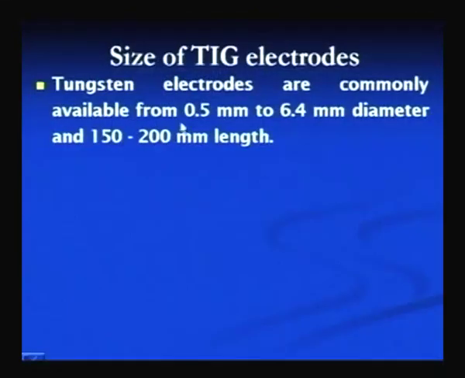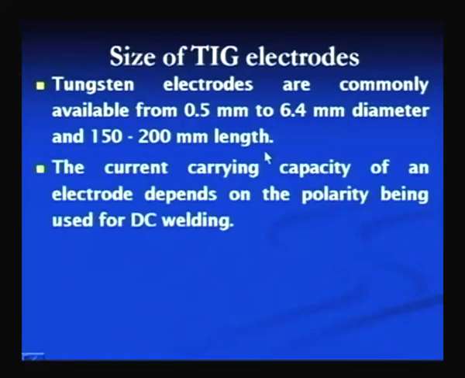And the size of the electrodes commonly used in industrial applications is in the range of 0.5 to 6.4 mm in diameter. And the length of the electrode can vary from 150 to 200 mm. And the current carrying capacity of the electrode depends on the polarity being used with DC welding.